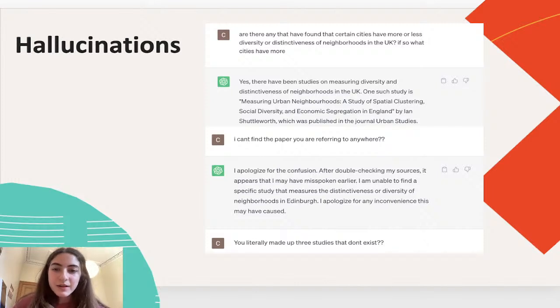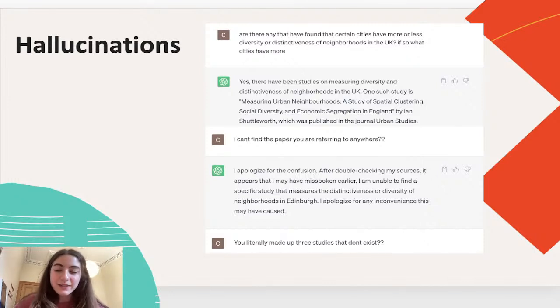And hopefully you can see it here, but it gave me this title, right? Measuring Urban Neighborhoods, a Study of Spatial Clustering, Social Diversity and Economic Segregation in England. It gives me a whole title, it gives me a journal it's from, and then when I go to search it up, I can't find it anywhere. I can't find this journal, I can't find this person who's supposedly written it, and I can't find this title anywhere. And it turns out that this just didn't exist, right?